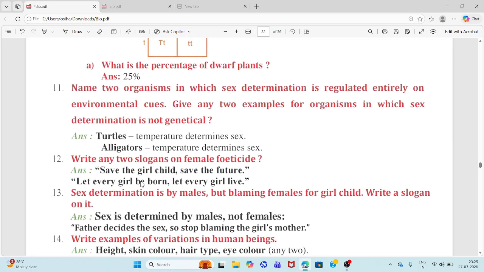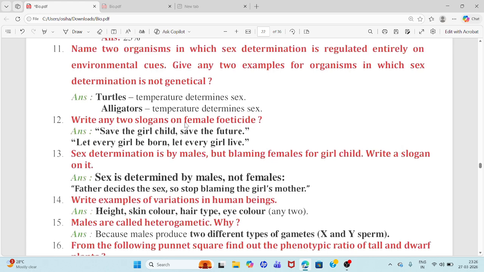Small t small t means dwarf. 11th question. Name two organisms in which sex determination is regulated entirely by environmental cause. Give any two examples for organisms in which sex determination is not genetical. Turtles, alligators. In turtles, temperature determines sex. Here, alligators, temperature determines sex. So, answers are turtles and alligators.